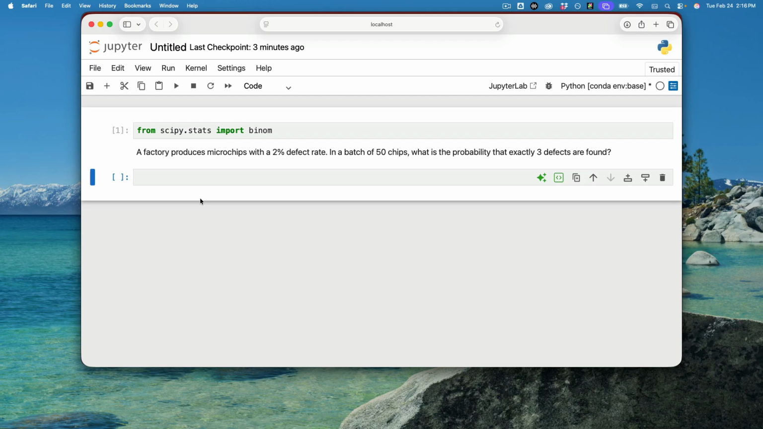Binomial distribution only has 3 parameters: p, the probability of success or failure, the number of trials, 50 chips, and the probability of the item, exactly 3 are found defective or not.